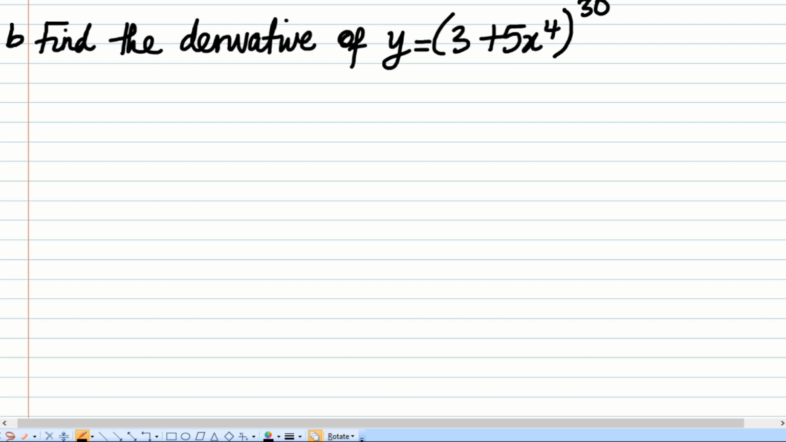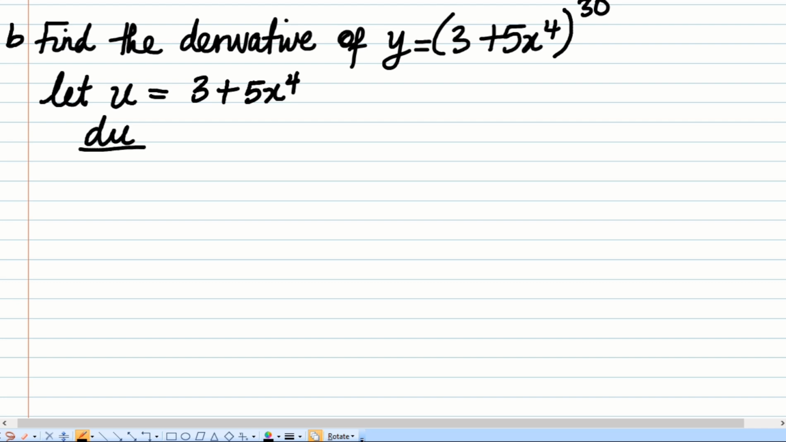We have power rule, we have the first principles, we have chain rule, we have U substitution. Clearly, we are going to use U substitution because this is a function of a function, because see that x is inside the bracket and we're also raising it to the power of 30. So if you don't know the U substitution method, this is how we do it. The term inside the bracket, say that let our U be equal to that stuff, which is 3 plus 5x raised to power 4.